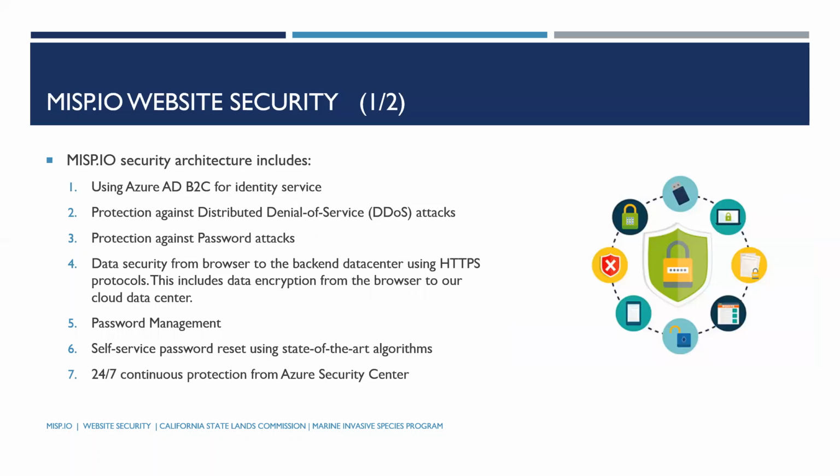Finally, specific to our site, MISP.io, our security architecture includes using Azure AD B2C for identity service, protection against distributed denial of service attacks, protection against password attacks, data security from browser to the backend data center using HTTPS protocols. This includes data encryption from the browser to our cloud data center, password management, self-service password reset using state-of-the-art algorithms, and 24/7 continuous protection from Azure Security Center.